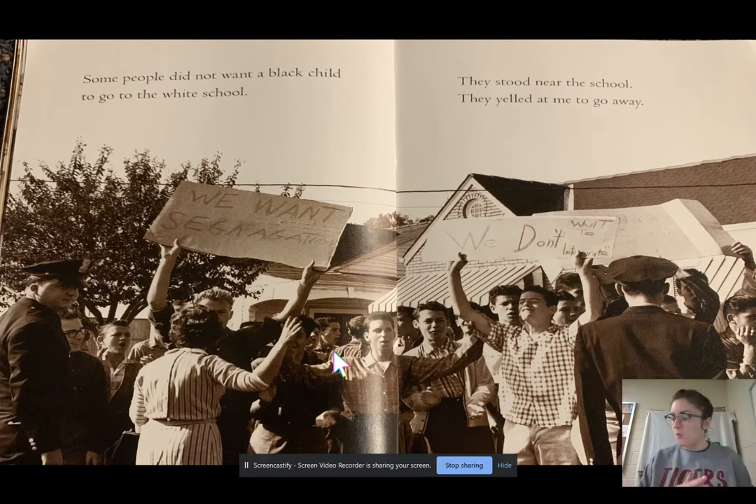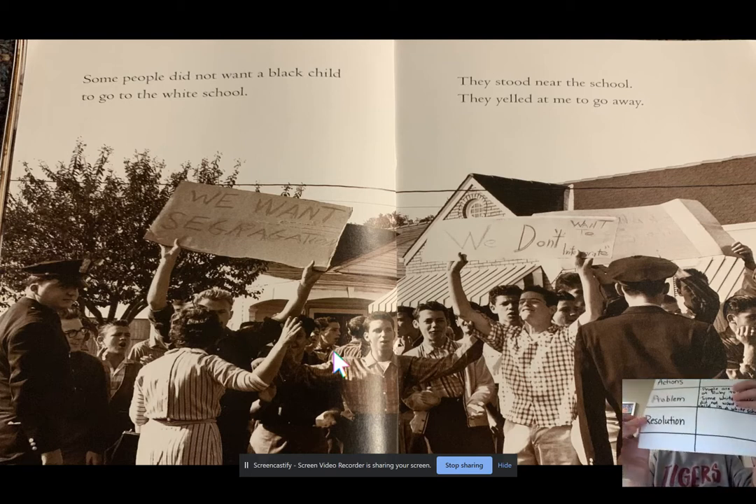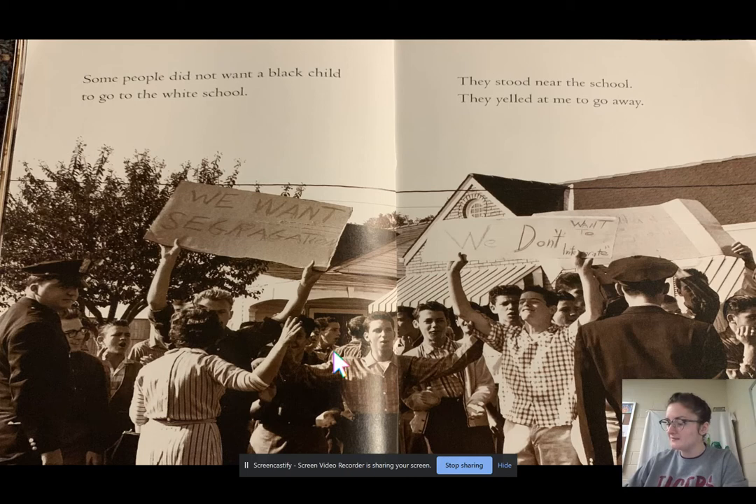After this page, what do we learn about Ruby? What happens? Does she run back home? People are yelling at her as she's walking up to the school. Does she just run back home with her mom? No. What happens at the end of this event? What does she do? Ruby walks into the school, and who does she meet? Mrs. Henry. So the ending of this event, the resolution, is that Ruby walks into the school and meets Mrs. Henry.